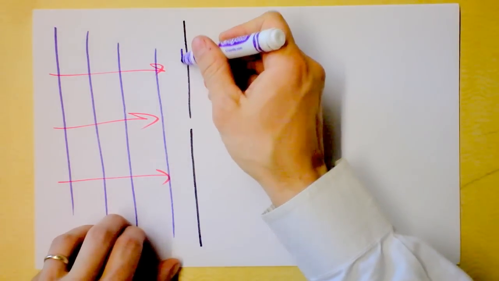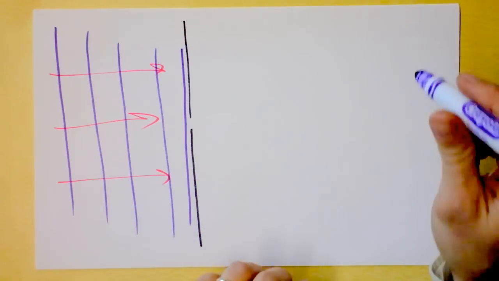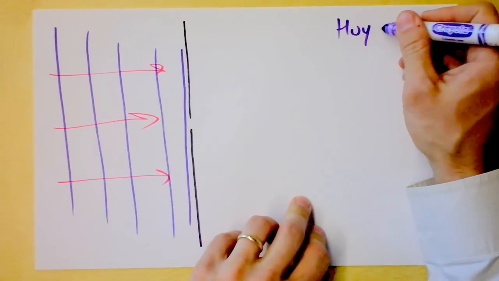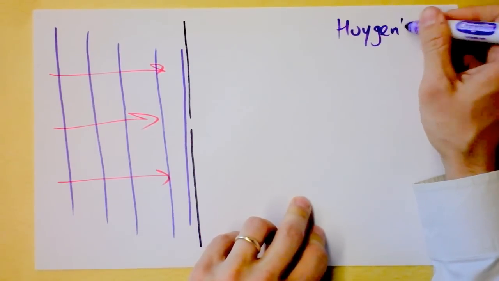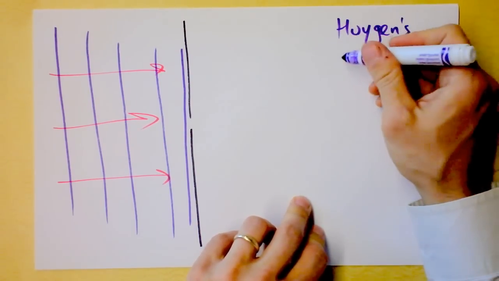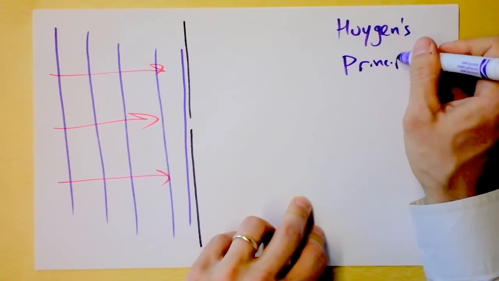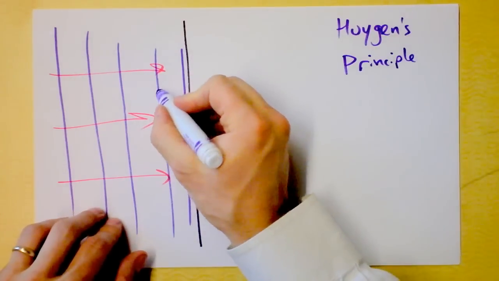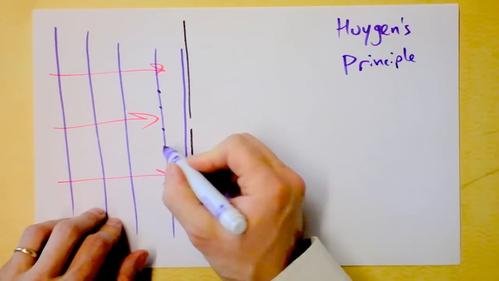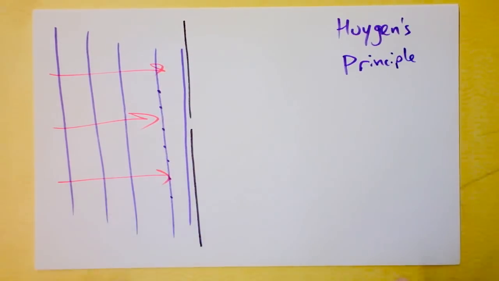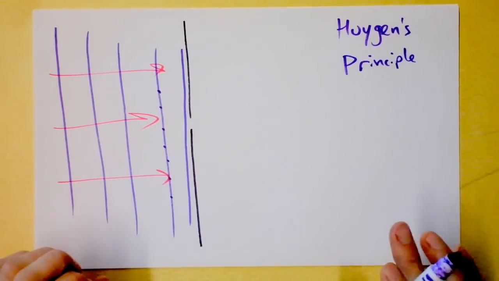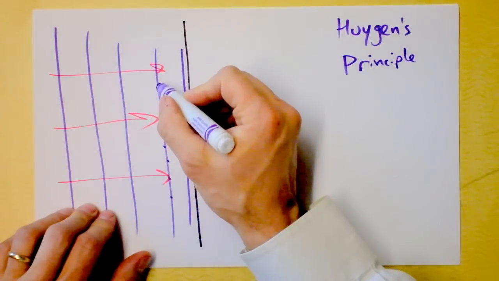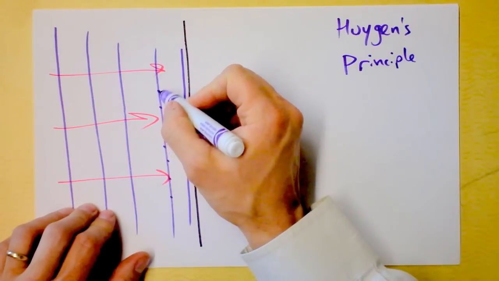But Huygens' principle, Huygens, oh boy, that's hard to say. H-U-Y-G-E-N-S. This is Huygens' principle. And he says, this is extremely profound, that every point on a wave front is a source of spherical waves at all times. So every point on this wavefront here is creating a new spherical wavefront.